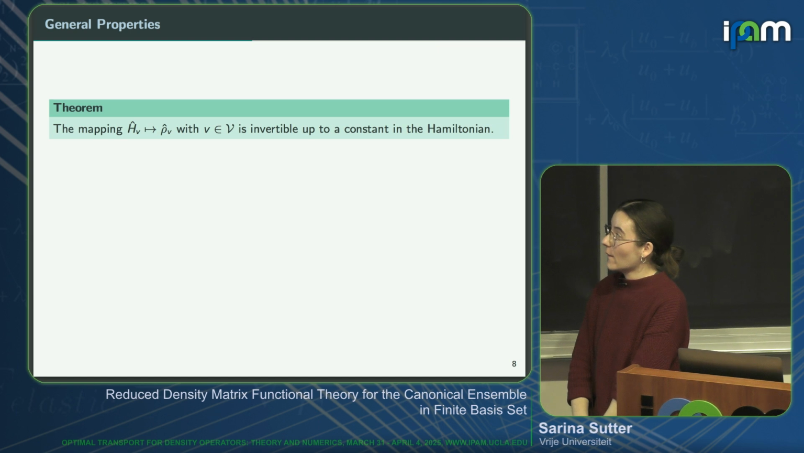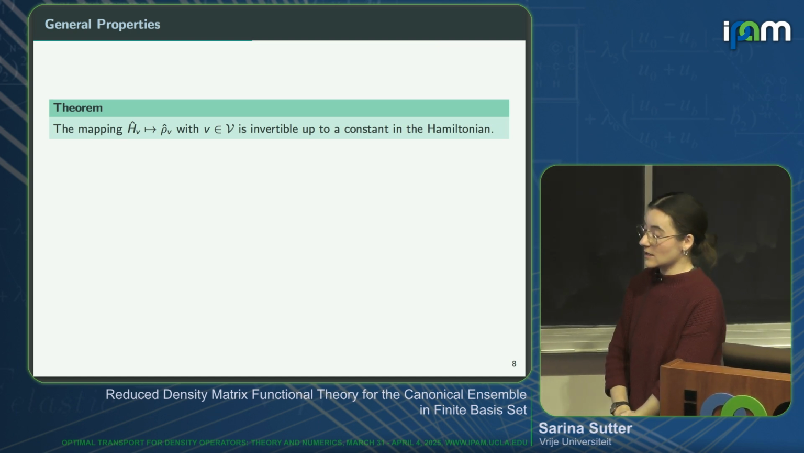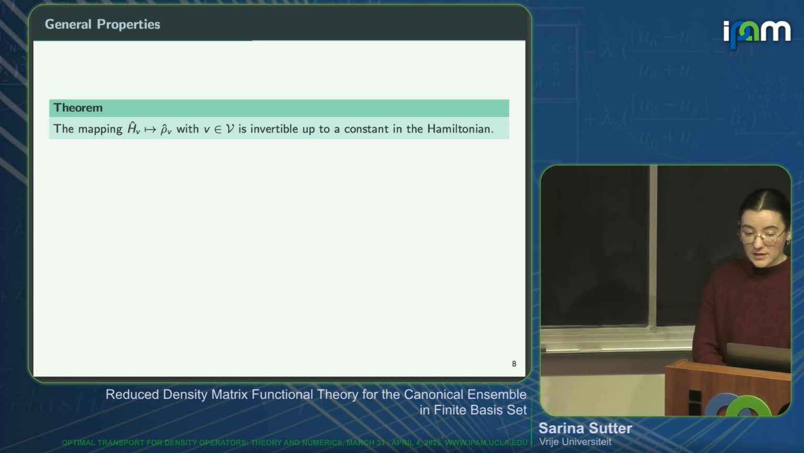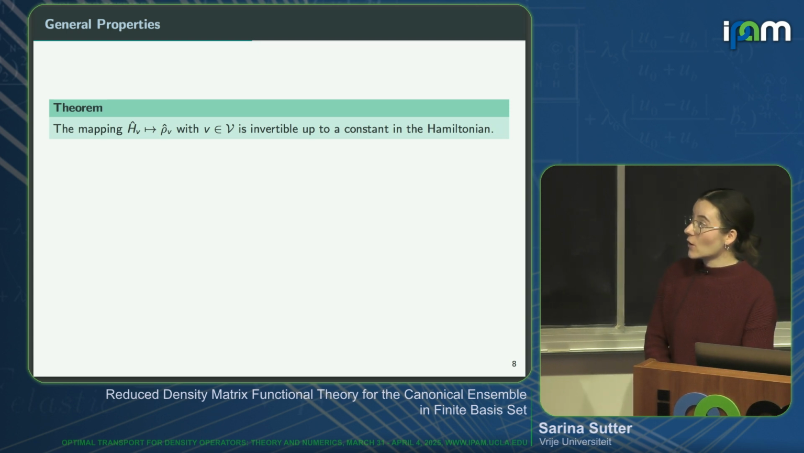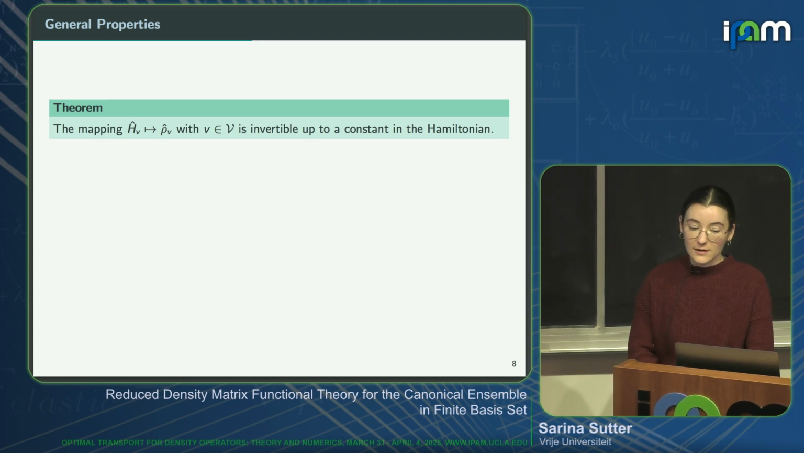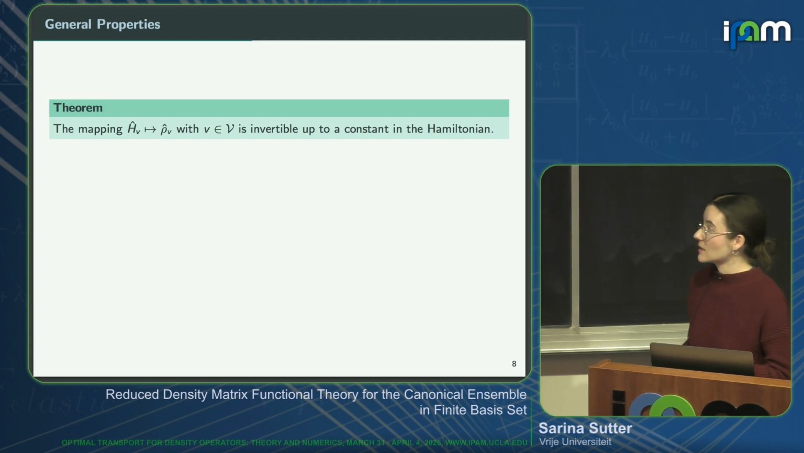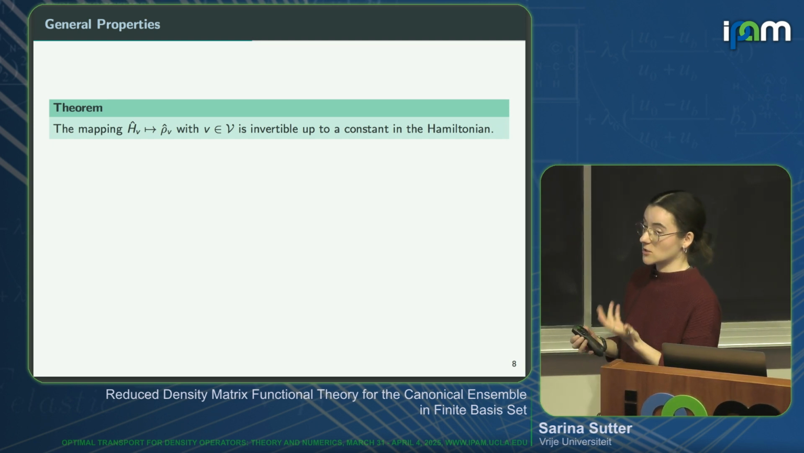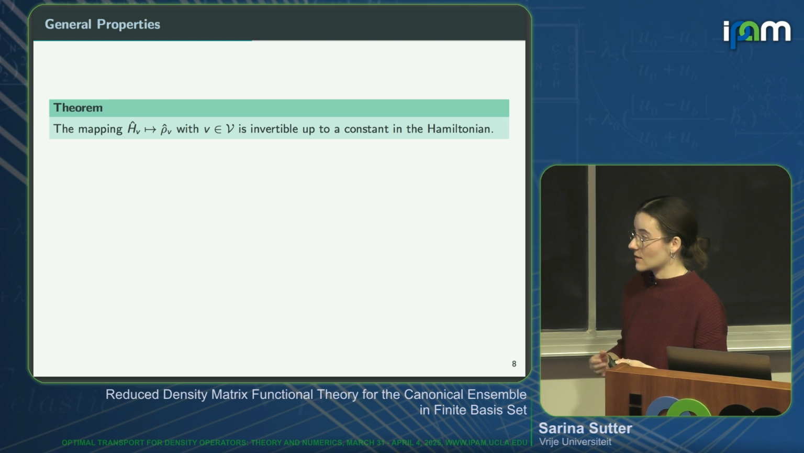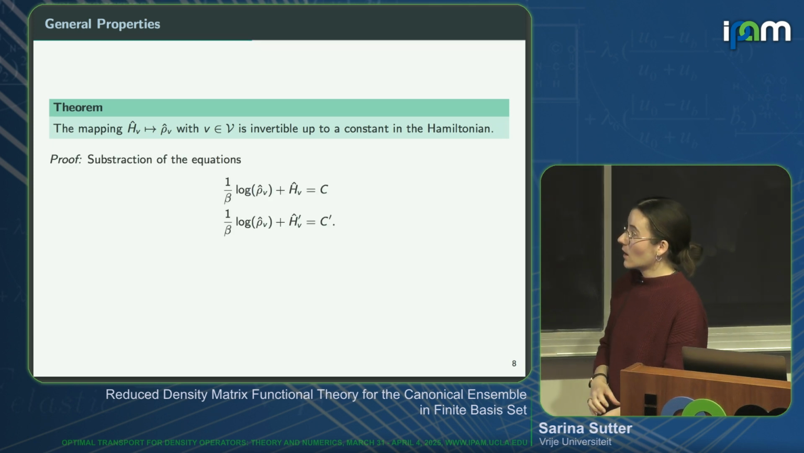Now we want to study general properties. First of all, the following theorem tells us that the map from Hamiltonian to Gibbs state is invertible up to a constant in the Hamiltonian. This constant is just what I talked about on the last slide. And the proof goes as follows.